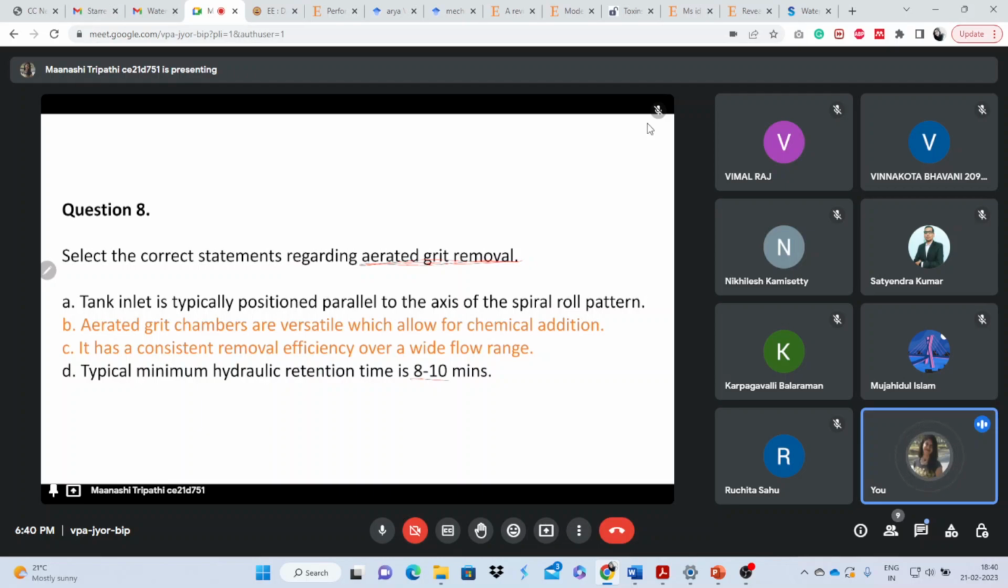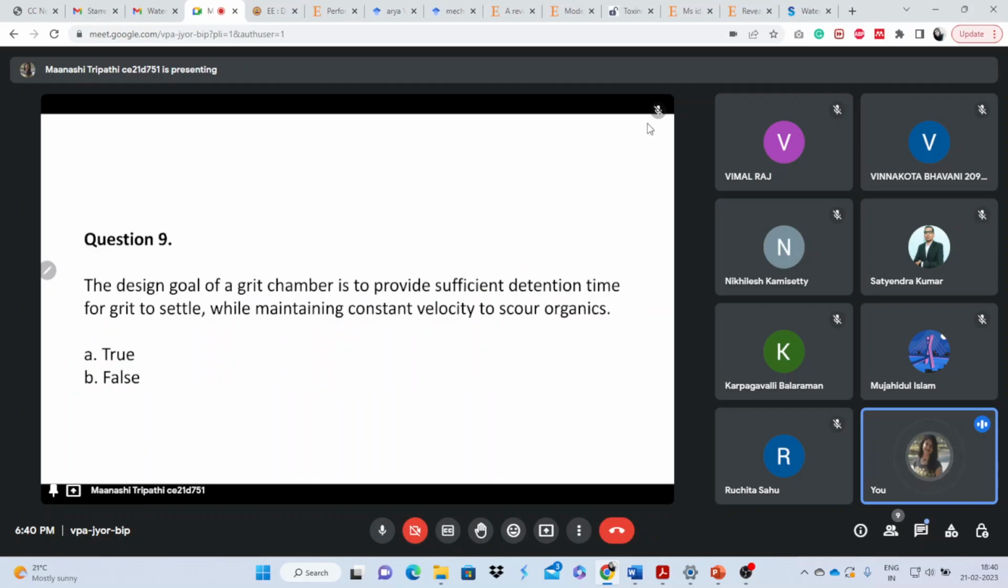That's why we try to reduce the detention time to 1 minute so that only our inorganic particles settle. We are not allowing any organic particles to settle. That is one reason we are using an aerated grit chamber. Okay, let's move towards the next question.